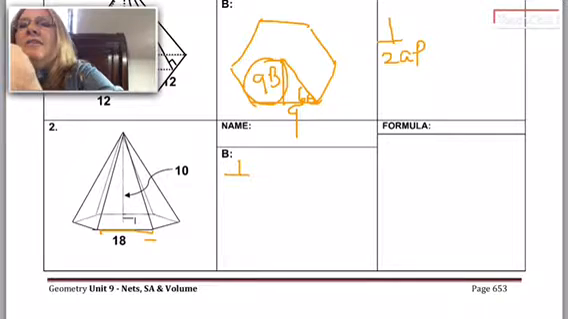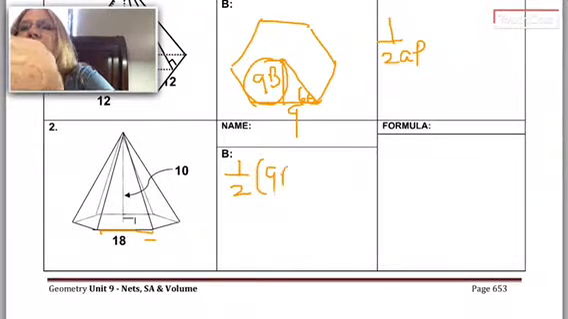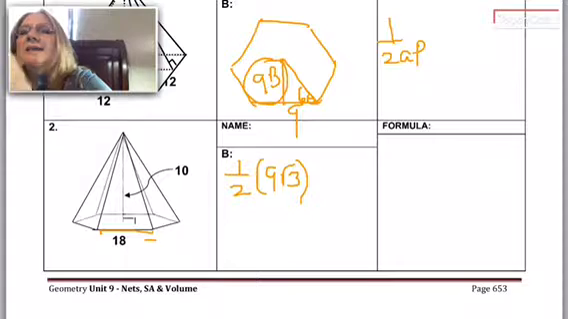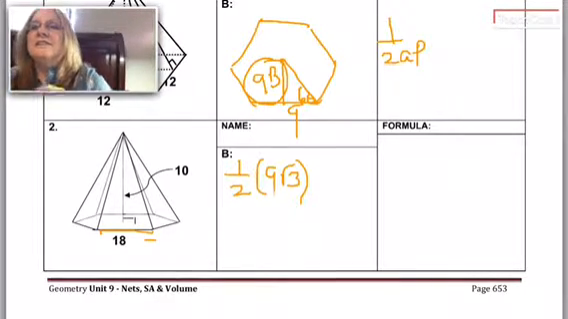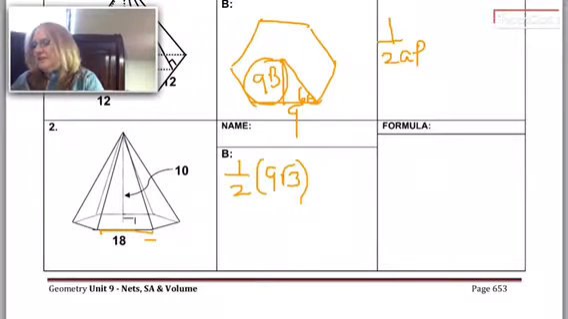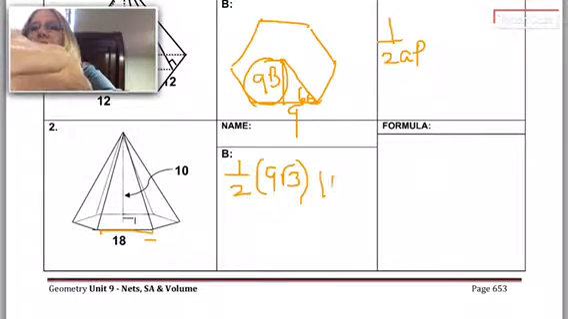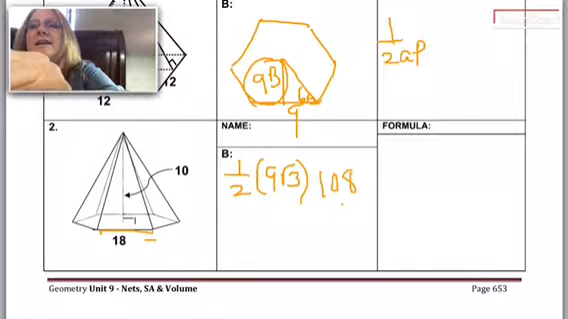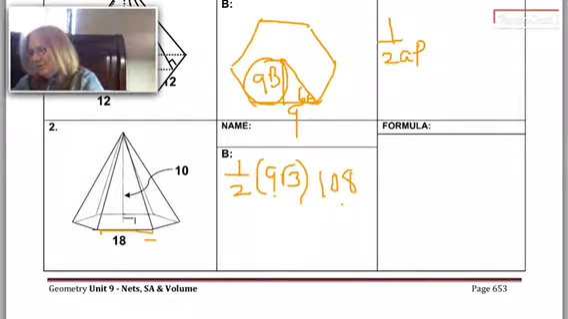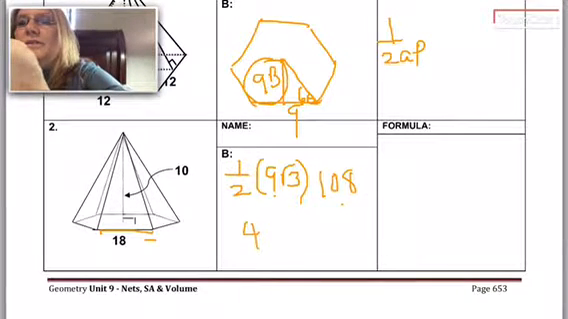So this is 1/2 times 9 square root of 3 times the perimeter, which they don't give us. Each side is 18, but there's 6 sides. So 18 times 6 is 108. So we're going to multiply 108 times 9 divided by 2. And we're going to get 486 square root of 3.